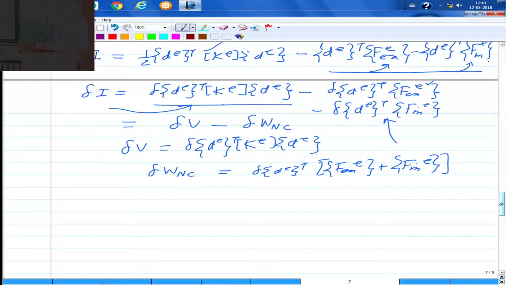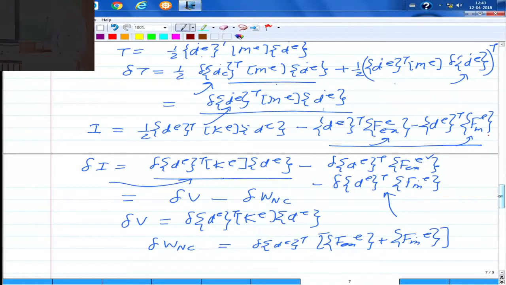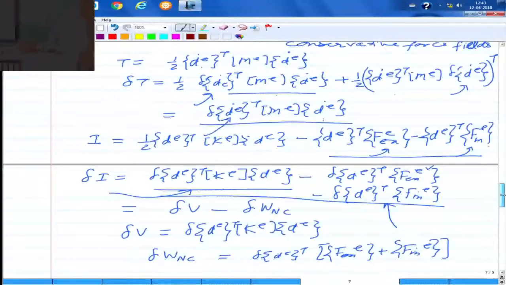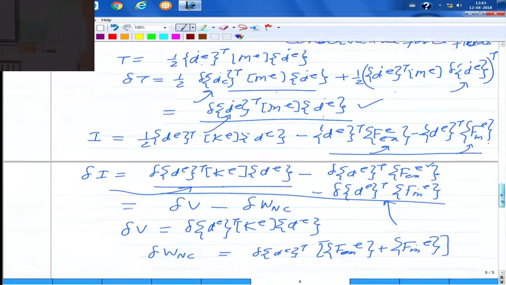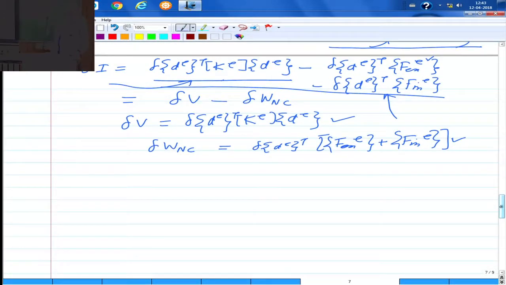So once you have this, keep in mind that if you substitute this also in place of delta V, the final equation of motion is going to be the same, but as I said, that's not a consistent way, because in delta V we should have only the variation of potential energy of conservative forces. So if you substitute this expression for delta T, this expression for delta V, and this expression for delta WNC, you can finally get your equations of motion.